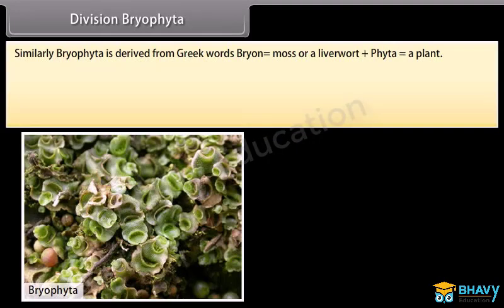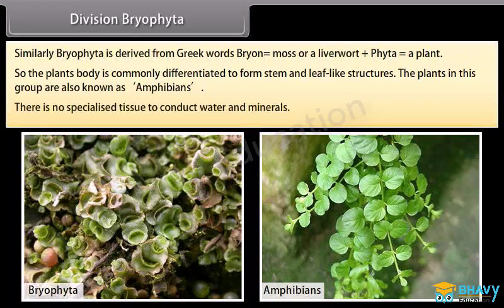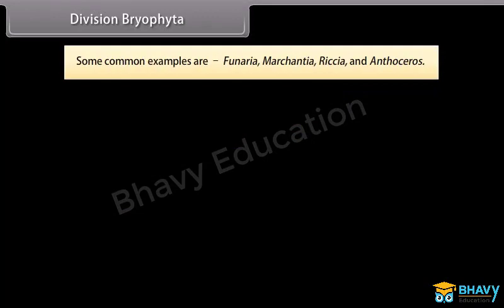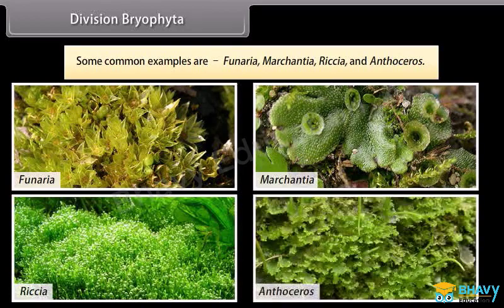Division Bryophyta. Similarly, Bryophyta is derived from the Greek words bryon, which means moss or a liverwort, plus phyta, which means a plant. So the plant's body is commonly differentiated to form stem and leaf-like structures. The plants in this group are also known as amphibians. There is no specialized tissue to conduct water and minerals. Some common examples are Funaria, Marchantia, Riccia, and Anthoceros.